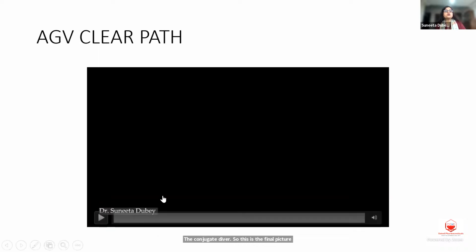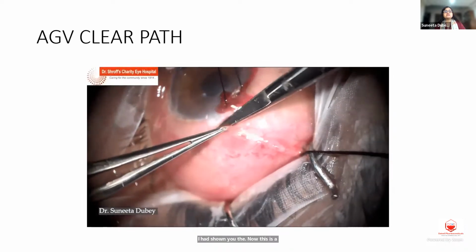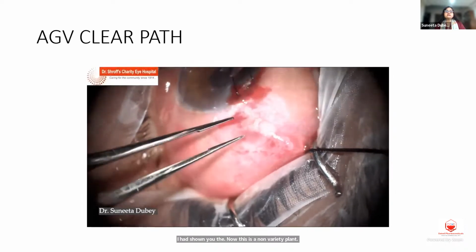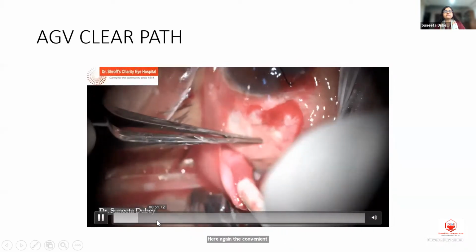Now I'll just show you this AGV valve. I had shown you the valve. Now this is the non-valved implant. This is Clear Path. This is the recent introduction. Here again the conjunctival flap similarly.